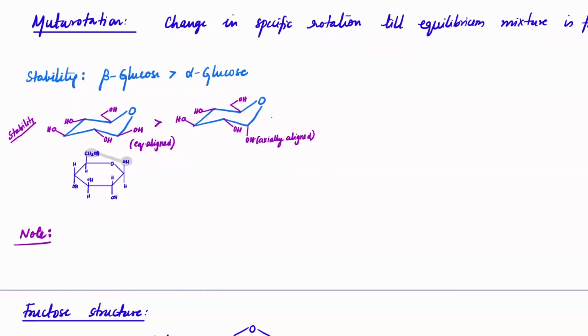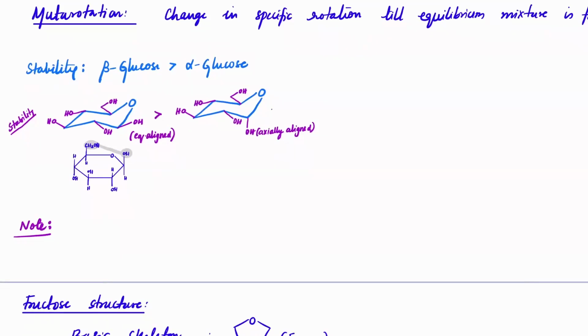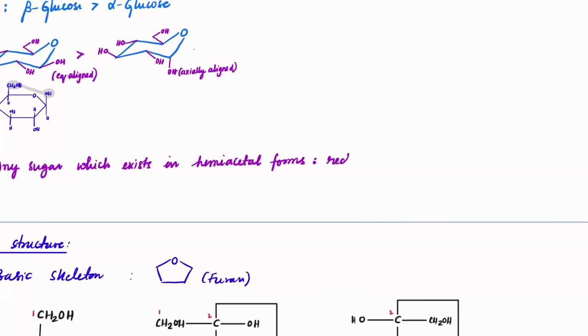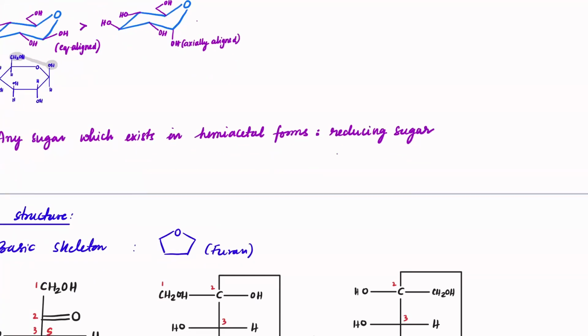when it comes to mutarotation, we can say that any sugar which exists in hemiacetal form will naturally show a reducing sugar nature. That means it can reduce the Tollens, Fehling's, Benedict solution.